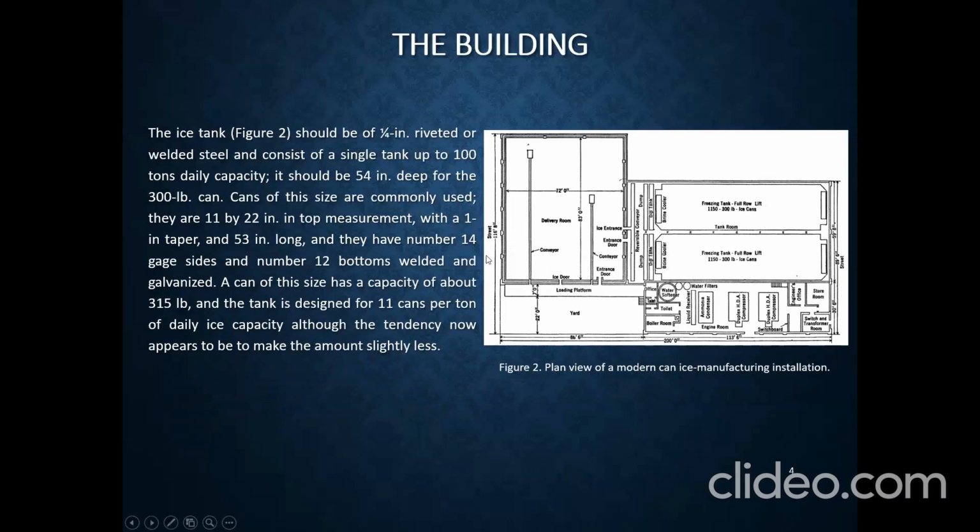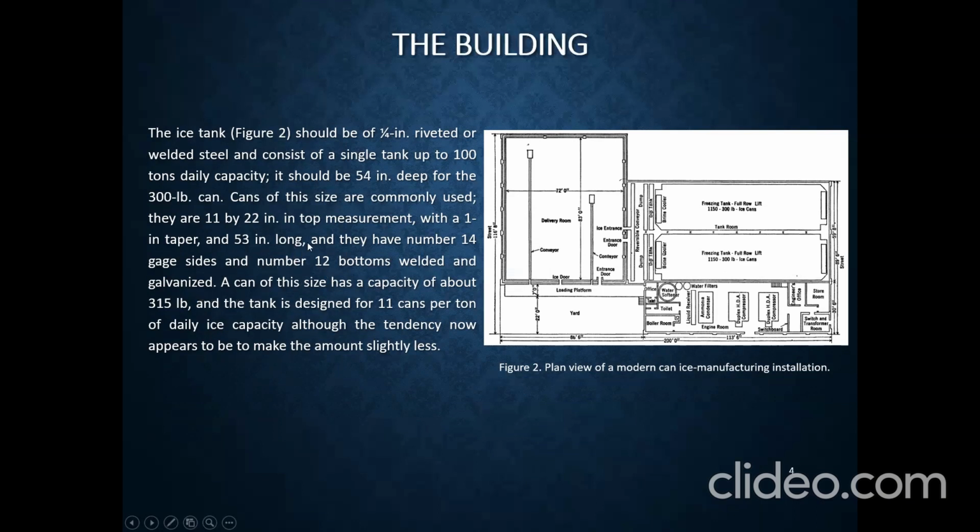The ice tank should be of 1/4 inch riveted or welded steel and consists of a single tank up to 100 tons daily capacity. It should be 54 inches deep for the 300 pounds can. Ito yung standard na nakikita nyo. Cans of this ice are commonly used. They are 11 by 22 inch top measurement, yung top view ng butas, with a 1 inch taper and 53 inches long. And they have number 14 gauge size and number 12 bottoms, welded and galvanized.